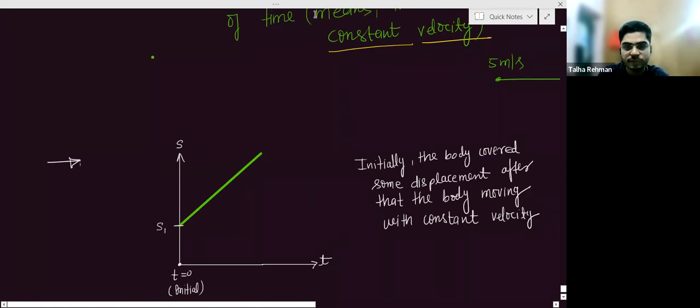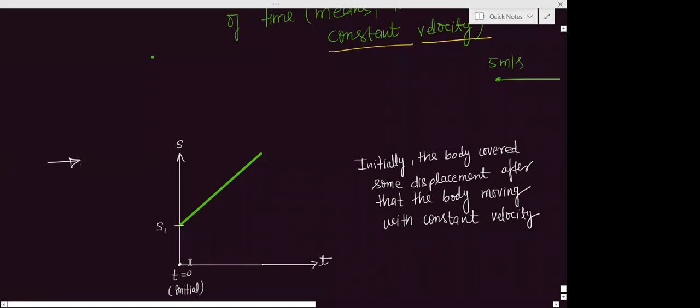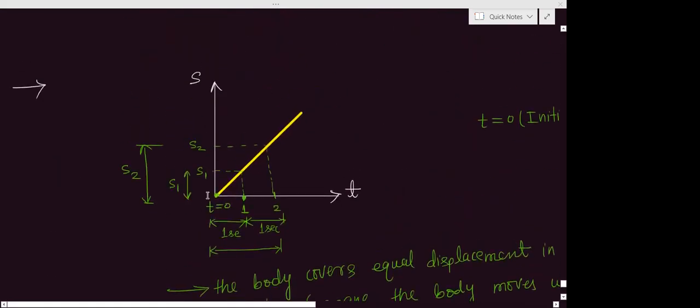The body has uniform or constant velocity, and if at t is equal to 0 there is some initial displacement, we will say initially the body has covered some initial displacement. And if the graph is like this, then you will say initially the body is at rest, meaning initially the body has not covered any displacement. We can say the initial velocity of the body is zero, and after that the body started moving with constant velocity.